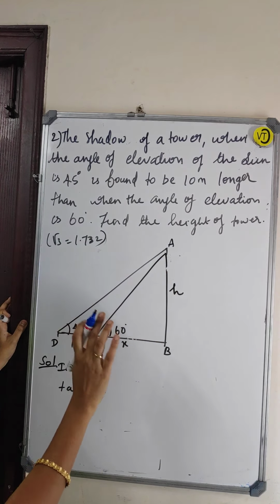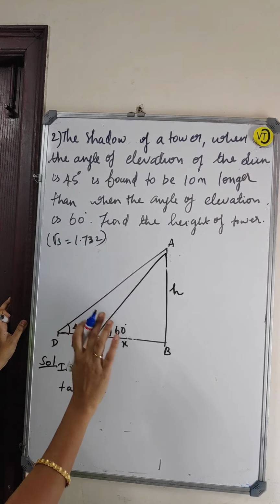BC I have taken as x. So tan 45 is equal to h by 10 plus x. What is tan 45? It is 1. So 1 equals h by 10 plus x. So h is equal to 10 plus x. Cross multiply. That will be the first equation.